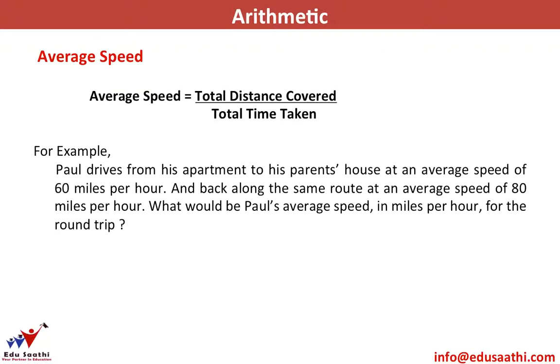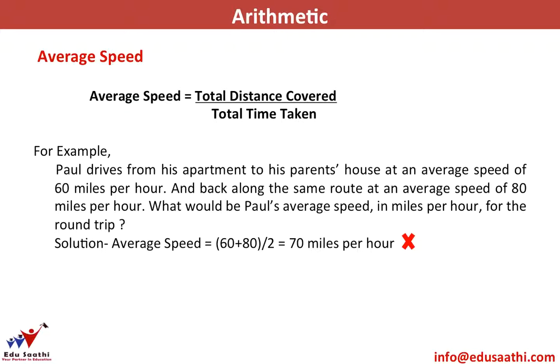Paul drives from his apartment to his parents' house at an average speed of 60 miles per hour and back along the same route with an average speed of 80 miles per hour. What would be Paul's average speed in miles per hour for the round trip? Now, if you look at the speeds which are given to me, and if I use those speeds to find the average, the speed in the onward journey is 60 and in the return journey is 80. So, if I find the average of 60 and 80, it comes out to be 70.